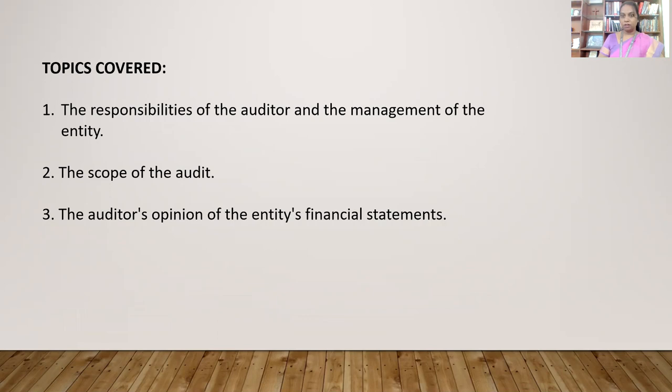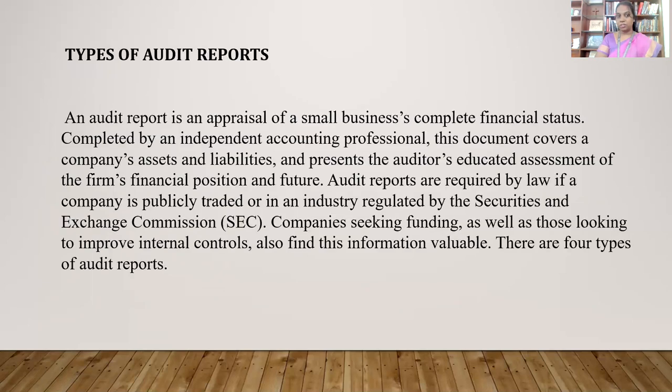What are the topics to be covered? The responsibility of the auditor and the management of that particular company, and the scope of the audit. Was he expected to audit only the cost records, which would mean cost auditing? Or the entire financial books of accounts? Or was it just a management audit, where he examines the records of the policies and standards maintained by the management? He has to define his scope, and then he also gives his opinion about the entity's financial statements.